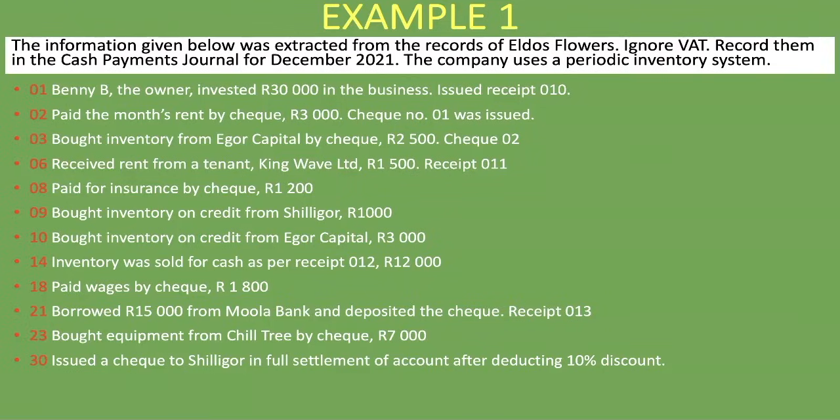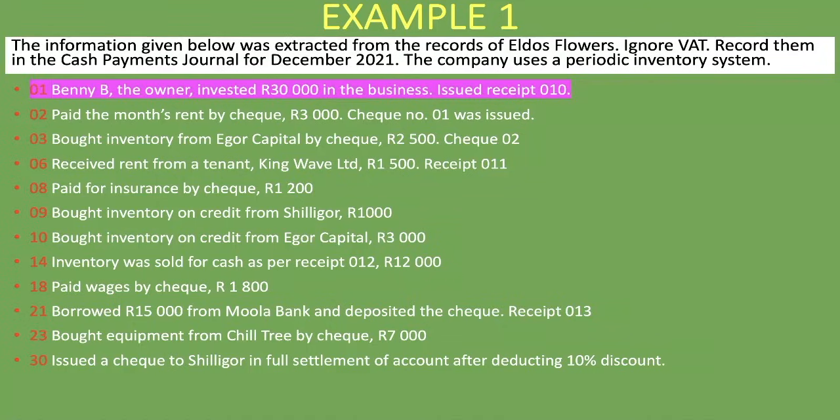I'm going to highlight whatever we are skipping in purple, and then whatever we are doing, once we are done, I'll highlight it in black. So let's highlight that one there because we're not going to take that into account because it's money received and not paid out. Okay, on the second day of the month, we paid the month's rent by check, 3,000 Rand. Check number 01 was issued.